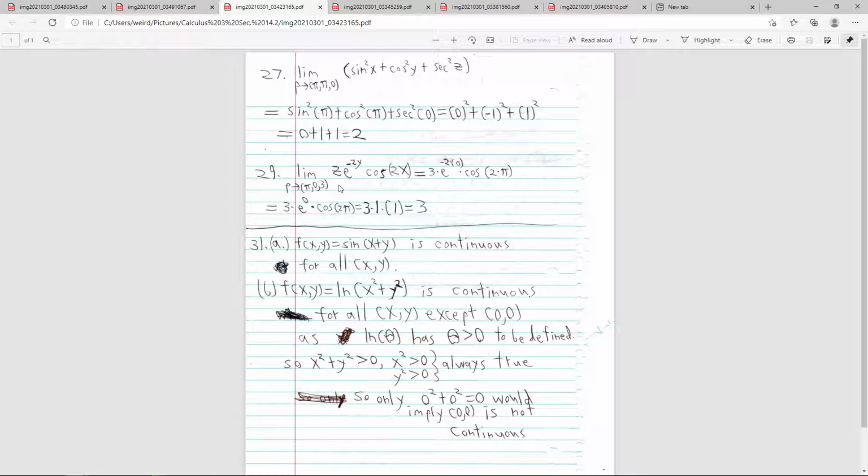Then this one is z e to the negative 2y cosine 2x, and we have to evaluate at pi, 0, 3. So that's 3 times e to the negative 2 times 0 times cosine of 2 pi. So that's 3 times e to the 0 times cosine 2 pi. It's equal to 3 times 1, which equals 3. Because e to the 0 is 1, and cosine of 2 pi is 1. Cosine of 0 is 1, cosine of pi is negative 1, and cosine of 2 pi is 1, and it goes on, as you know, the cyclical nature of it.